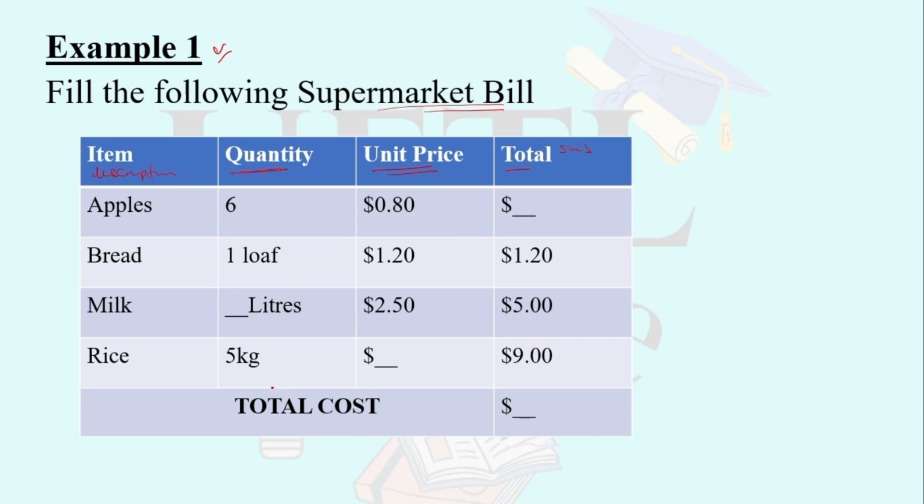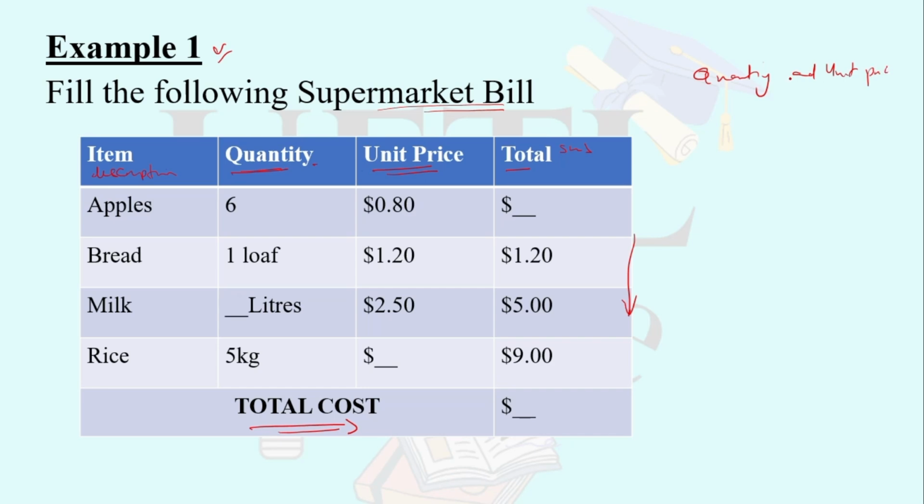Okay, and here it will be the total cost, the grand total, the total of all these things. Let me show you how we should calculate here. Let's say you have apples, and you are given the quantity and unit price. So you are given these two rows, and to find this one, let's say quantity.